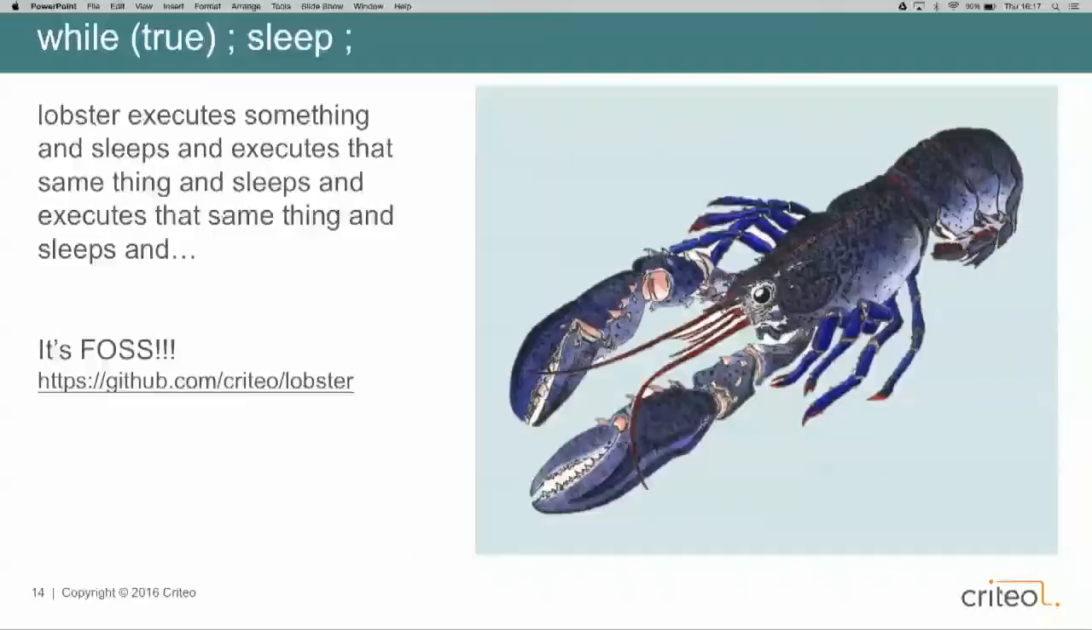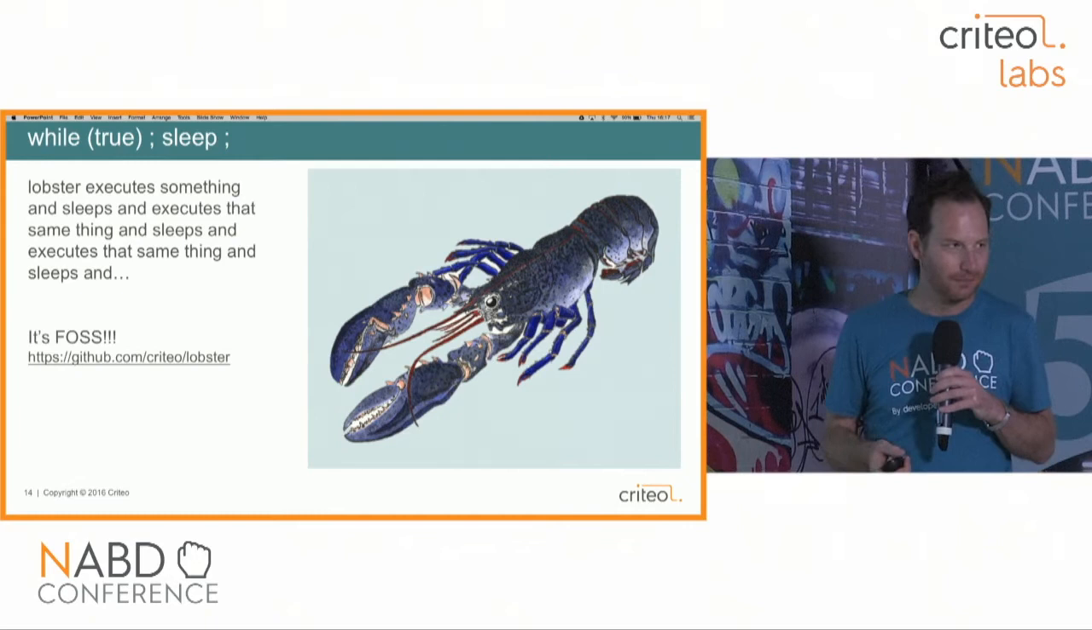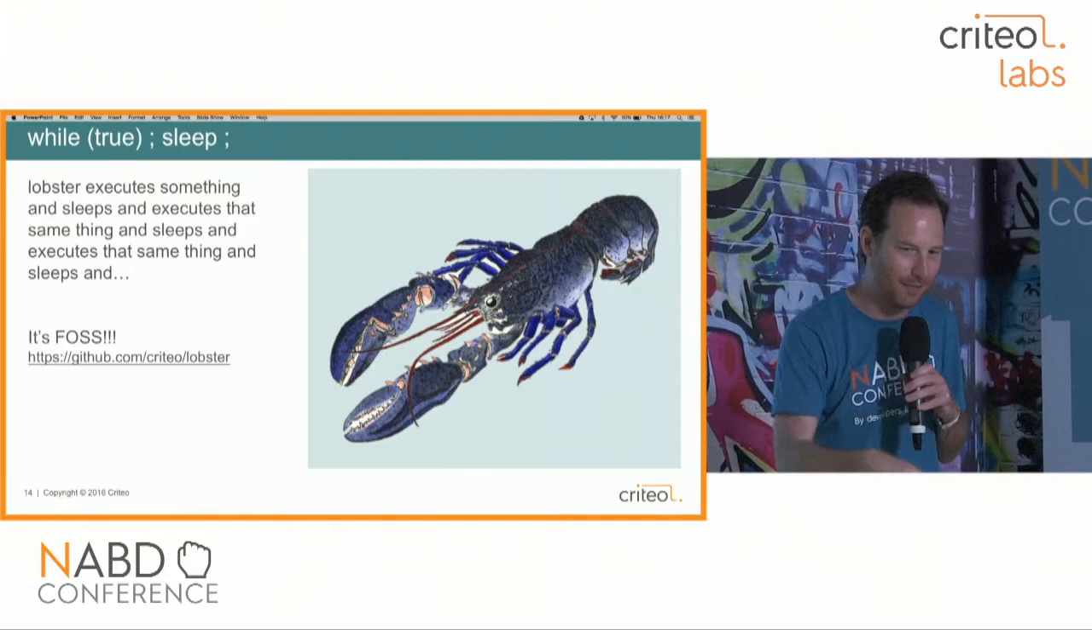Lobster. Lobster is a while true sleep scheduler, so it works perfectly for the prediction problem, but for DAGs it's a little bit harder. But it's open source. It's like five lines of Ruby. Knock yourselves out. So basically, Lobster executes something and sleeps, executes that same thing again and sleeps, and executes that same thing, etc. That's all it's doing.